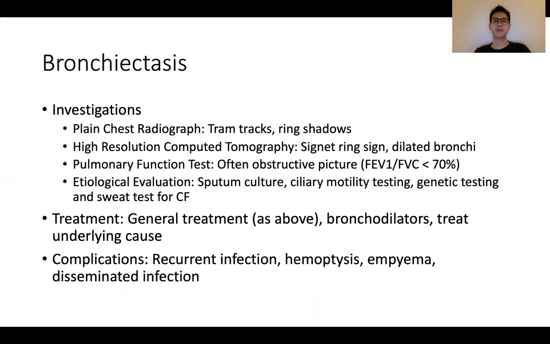Investigations-wise, for plain chest radiograph, one can visualize tram tracks and ring shadows. HRCT demonstrates signet ring sign, dilated bronchi. Pulmonary function test oftentimes is an obstructive picture, although it depends on where on the spectrum of bronchiectasis the patient is at. And etiological investigations include evaluating for specific conditions such as ciliary motility, dyskinesias, genetic testing, sweat tests in the context of cystic fibrosis.